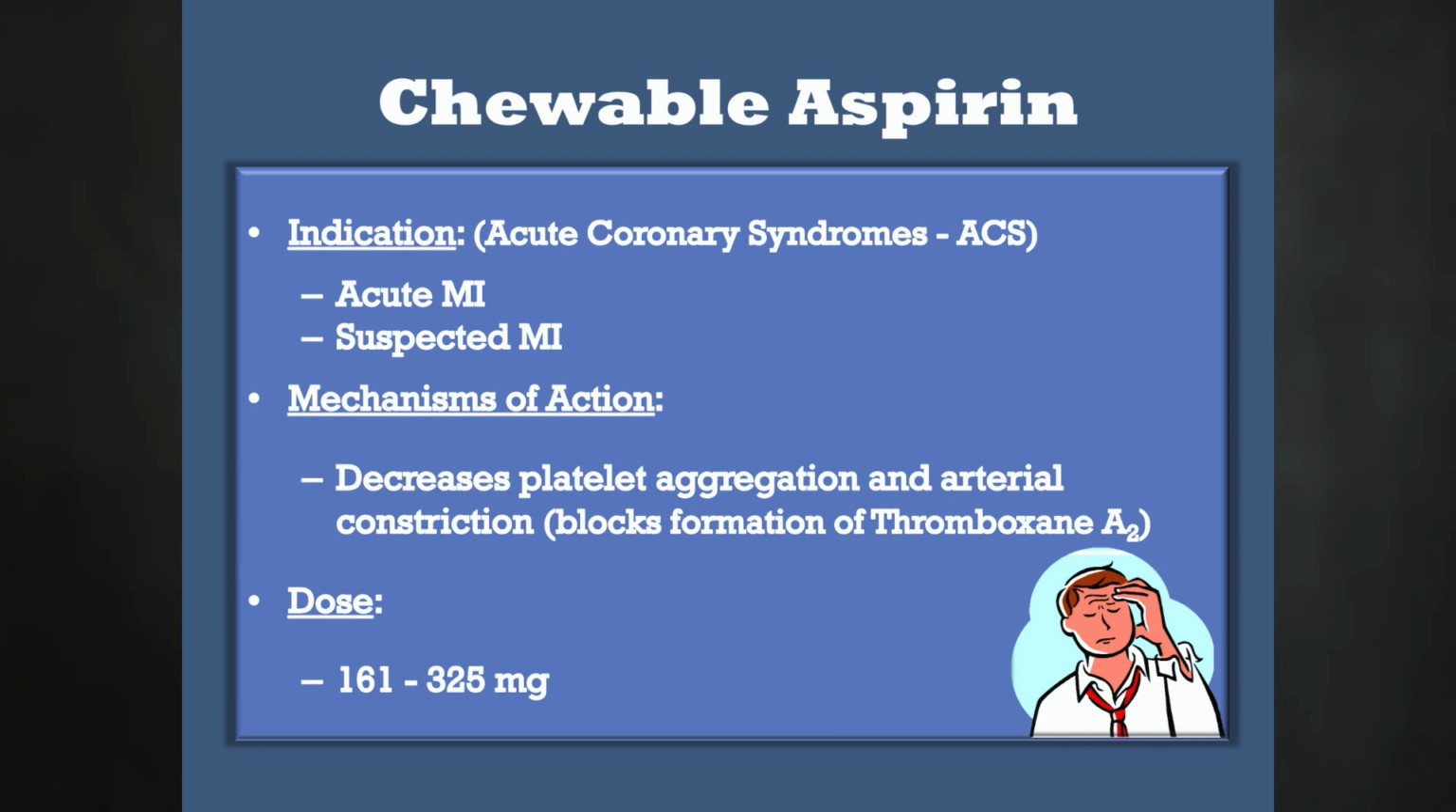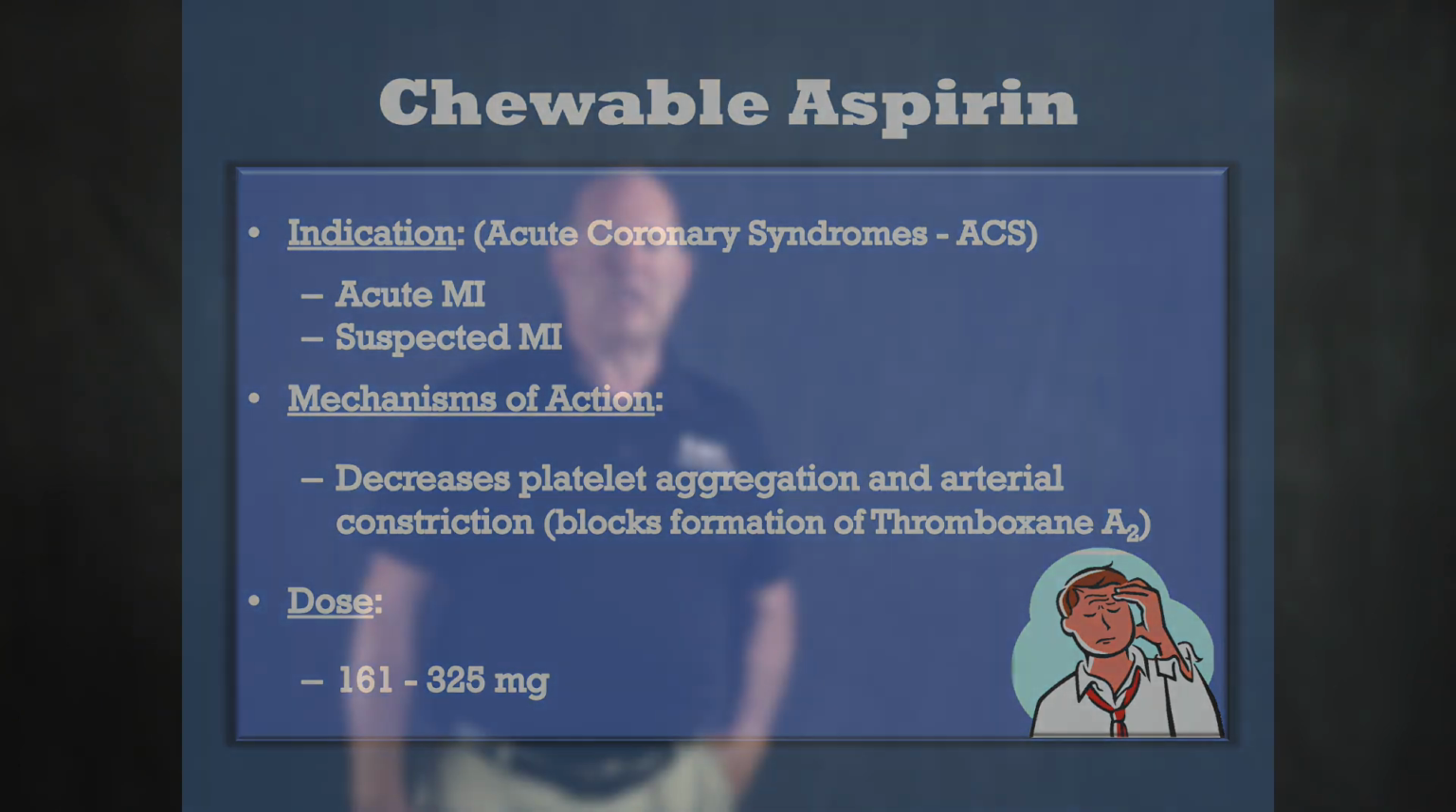The dosing on this, they're not really sure if giving them 2 chewable baby aspirins, 4 chewable baby aspirins, or 1 adult aspirin is appropriate. What they know is chewing the aspirin works well. Using a coated aspirin does not work well. So whatever your policy is where you work, we would say give them somewhere between 2 and 4 baby aspirin or 1 regular aspirin early on.